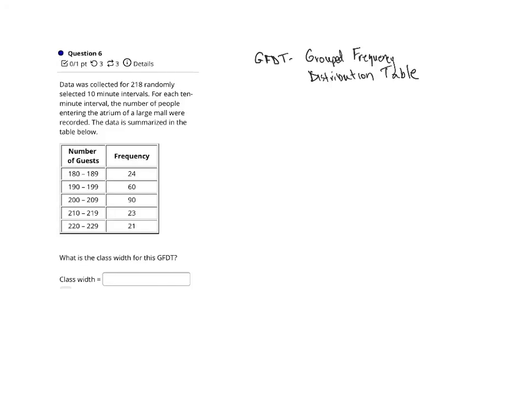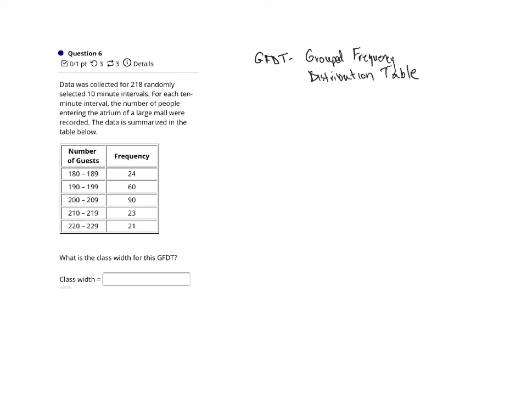This one, they have data collected for 218 randomly selected 10-minute intervals. And for each 10-minute interval, the number of people entering the atrium of a large mall was recorded. The data is summarized in the table below. What is the class width for this GFDT? GFDT stands for Grouped Frequency Distribution Table. You'll see that a lot in this chapter.